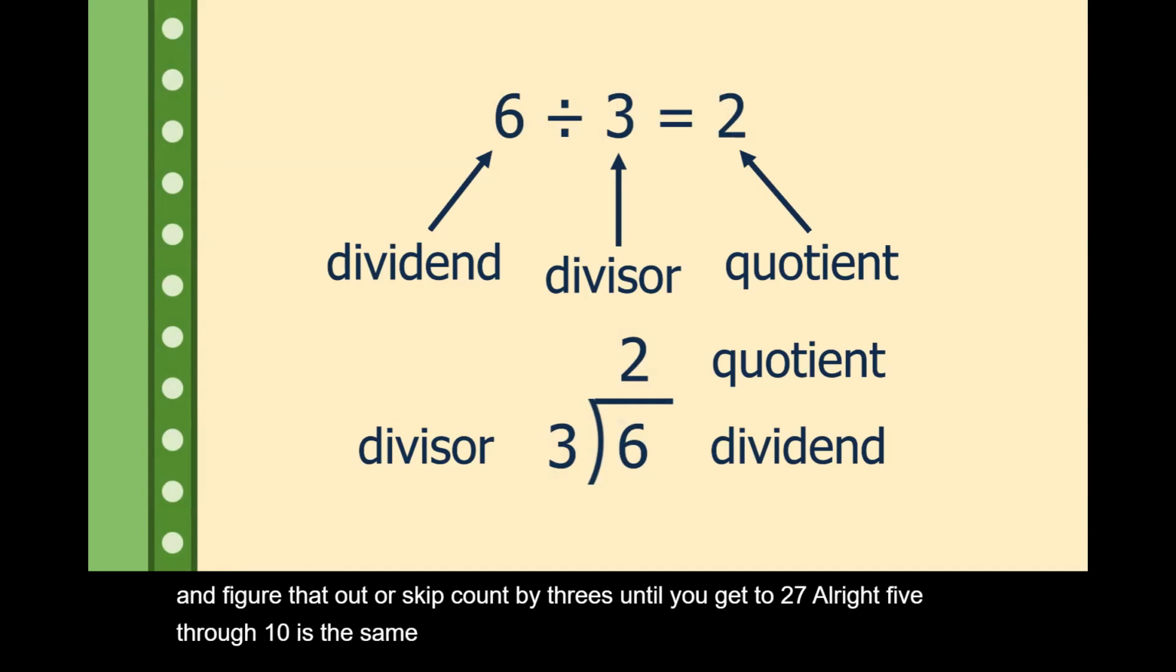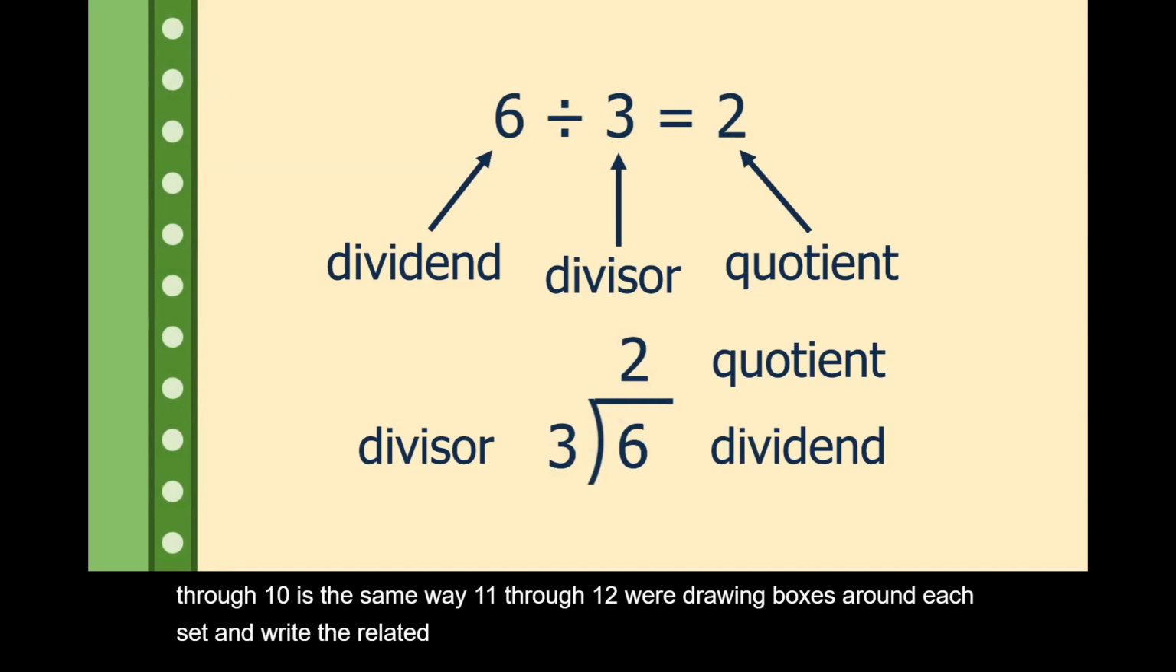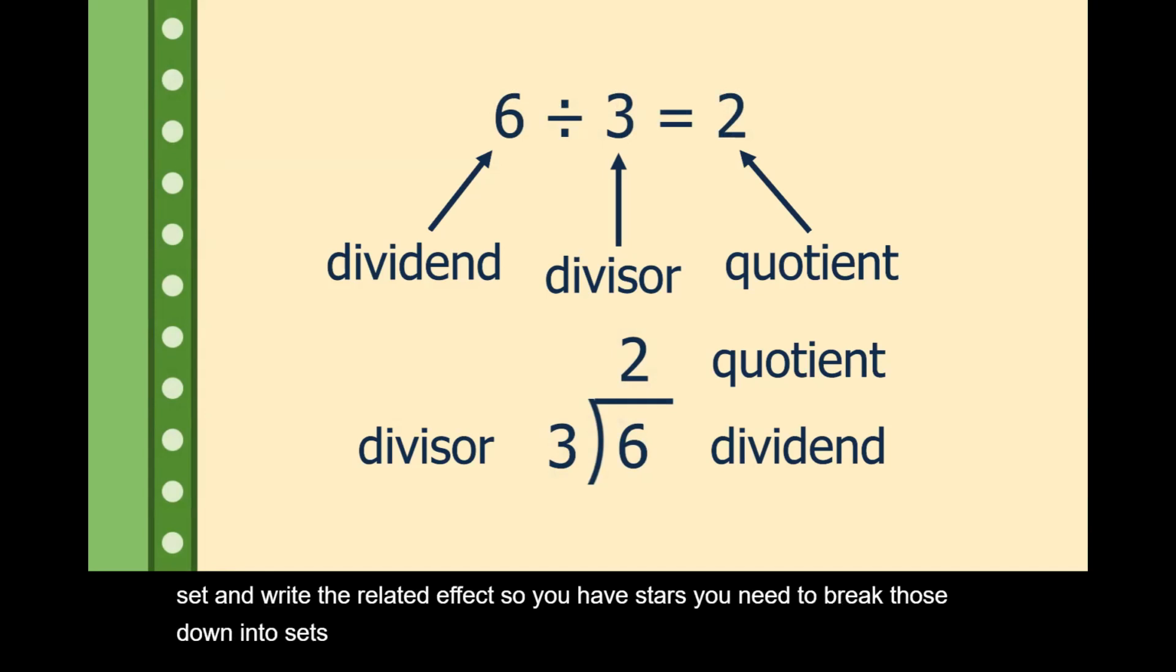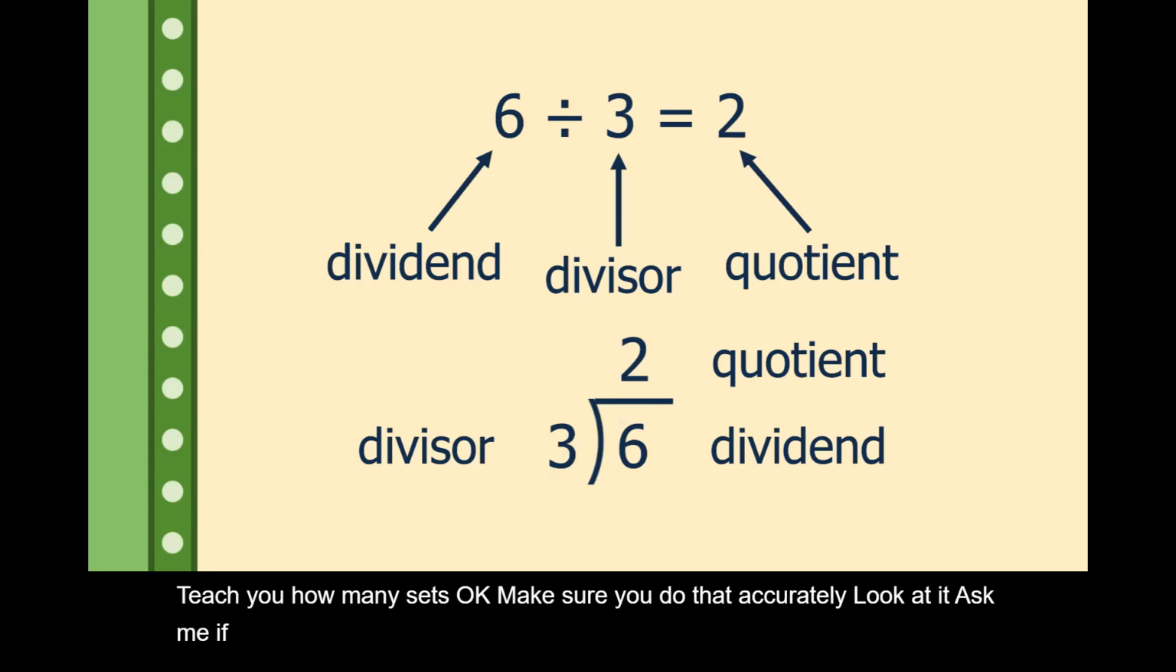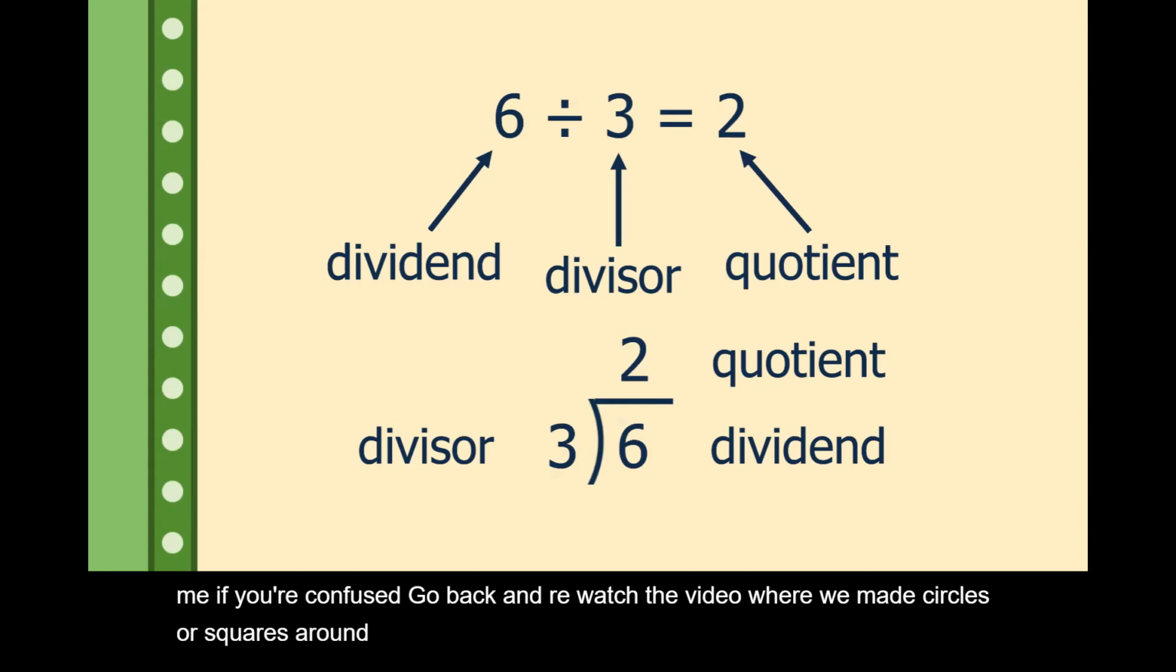11 through 12, we're drawing boxes around each set and writing the related fact. So you have stars. You need to break those down into sets of 3. How many total do you have, divided by how many in each set of 3, gets you how many sets, okay? Make sure you do that accurately. Look at it, ask me if you're confused. Go back and rewatch the video where we made circles or squares around our shapes. Okay, so figure that out.